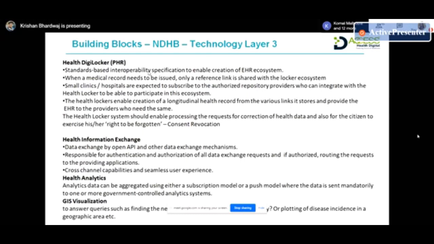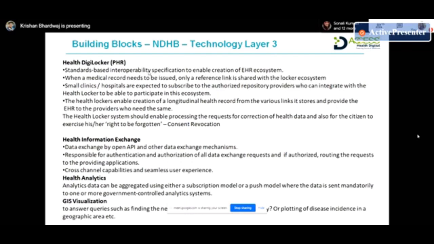So the same DigiLocker can be extended to form the PHR design for the country. This is what NDHB talks about. They are saying one thing: standards have to be complied with. The other thing they are saying is that whenever a medical record needs to be issued, like in the DigiLocker design, they are not actually storing the copy of the record.